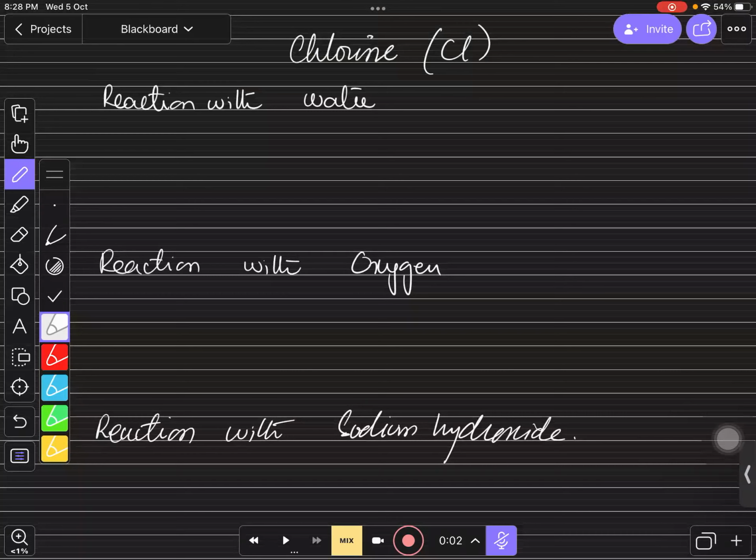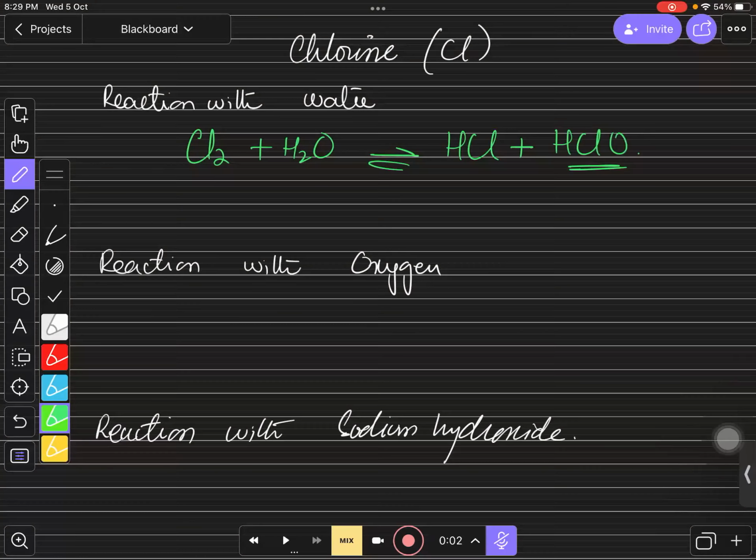So first of all, the reaction with water. When you dissolve chlorine into the water, it is going to form HCl, and this is a reversible reaction, HCl and HClO. This is actually the bleaching agent which is used to kill the bacteria, right? And if you talk about reaction with oxygen, there is no reaction, right? And the last one is the reaction with sodium hydroxide.